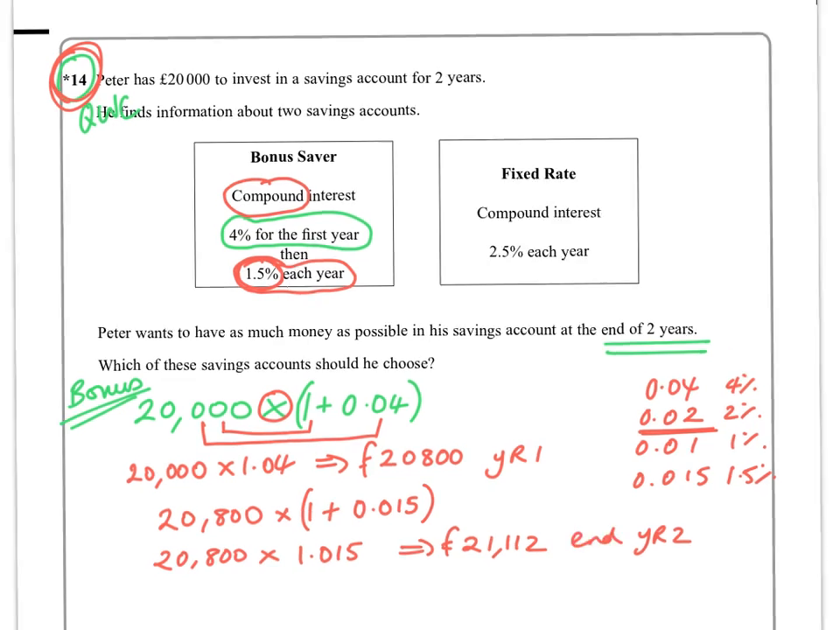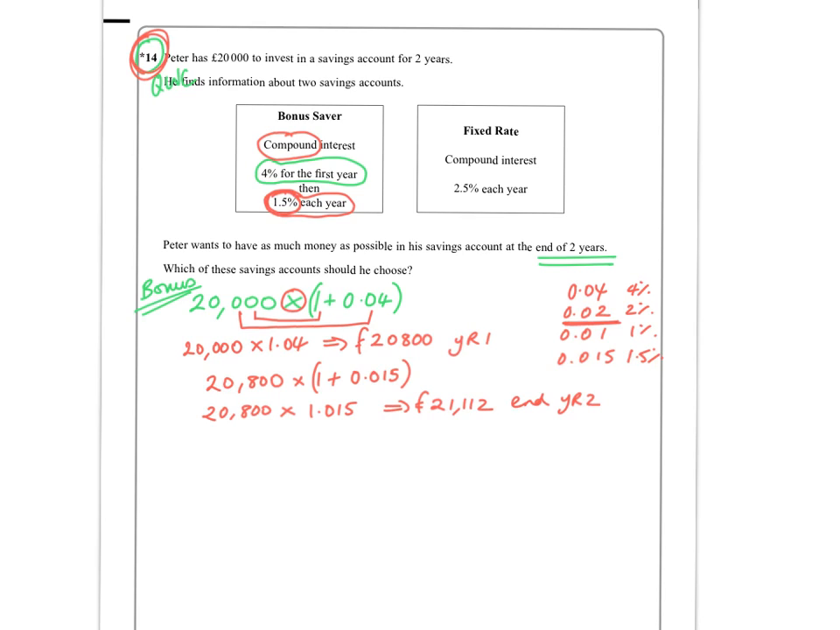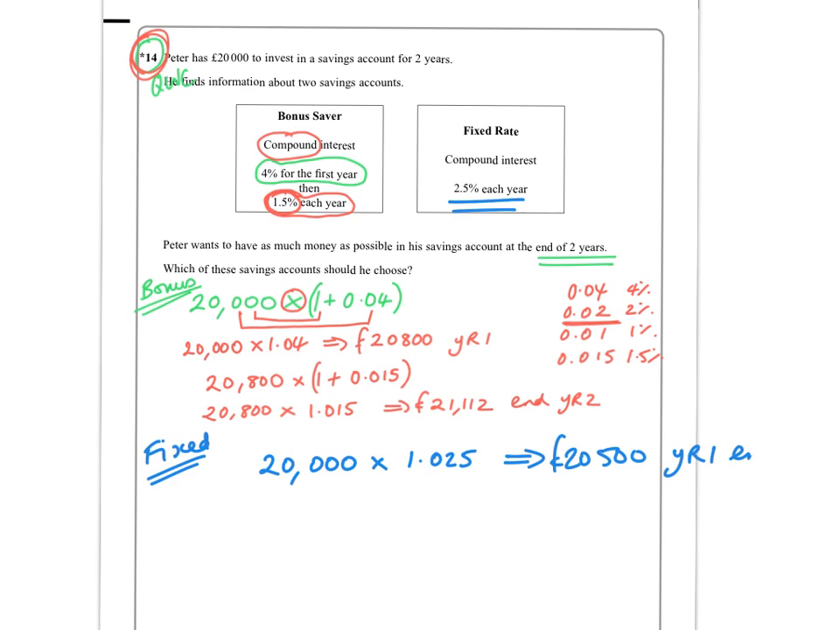In the fixed rate account, however, we have the £20,000, the principal amount that we're trying to save, and we've got 2.5% compound each year. So we want the end of 2 years. So by the end of year 1, this should be easy now, 1.025. We'll get our answer here. So we'd have 20,000 times 1.025, and that would be £20,500. That's year 1 end.